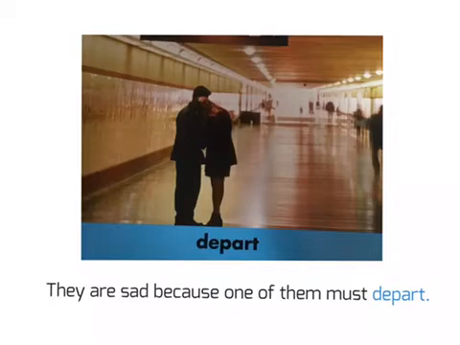Our next word is depart. A sentence using the word depart is, they are sad because one of them must depart. If we look at this picture, these 2 people are sad because one of them must depart. So go ahead and make that prediction about what you think depart means based on these clues.